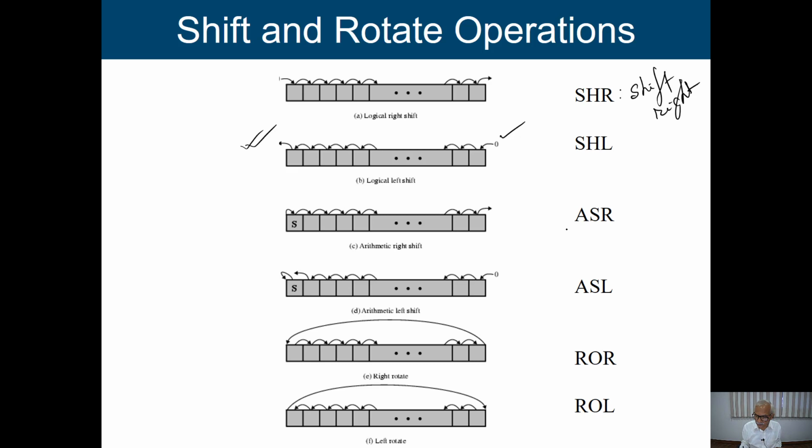Similarly, we have arithmetic shift right and arithmetic shift left. What is the difference here? You just see that I have this particular sign bit. During shifting, what will happen? We are not disturbing this sign bit. We keep the sign bit intact, so we just put it here itself, and after that we shift it towards right or towards left.